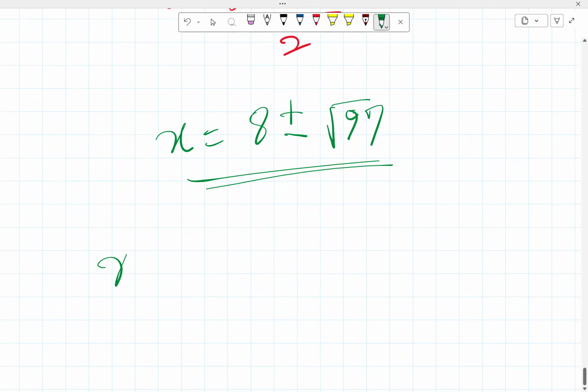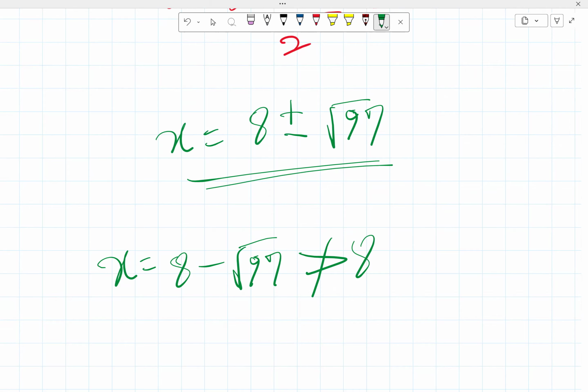So x is equal to 8 minus root 97, which is clearly not greater than 8 that we are talking about. Should I be too sure about that? Yes, this is going to be 8 minus something bigger than 8, so it is negative for sure. So it's not greater than 8. Then we also have x equals 8 plus root 97, which is clearly greater than 8.